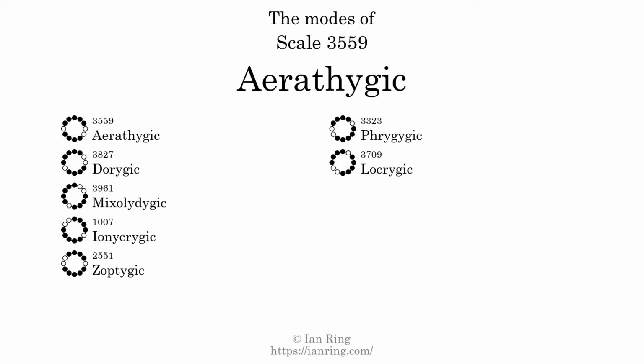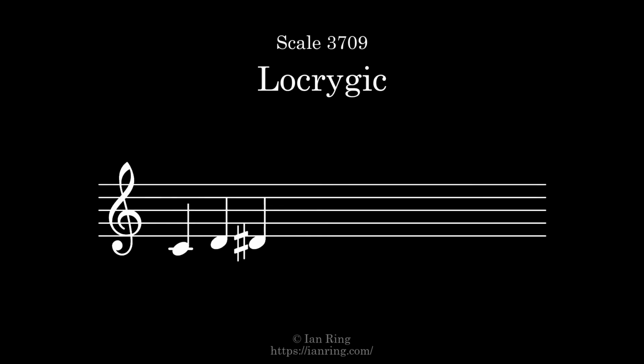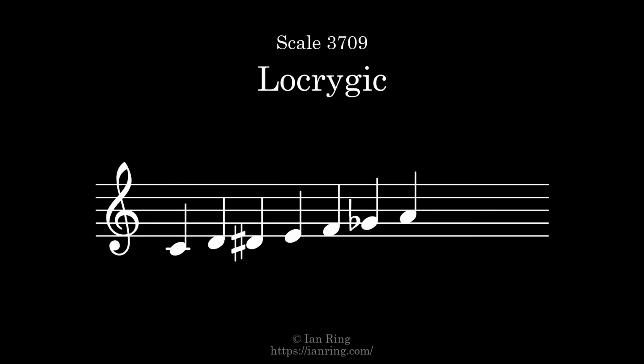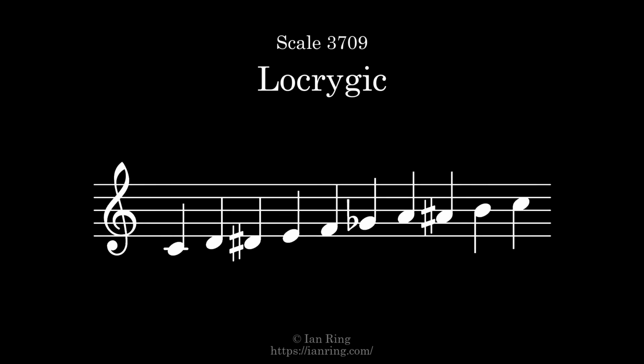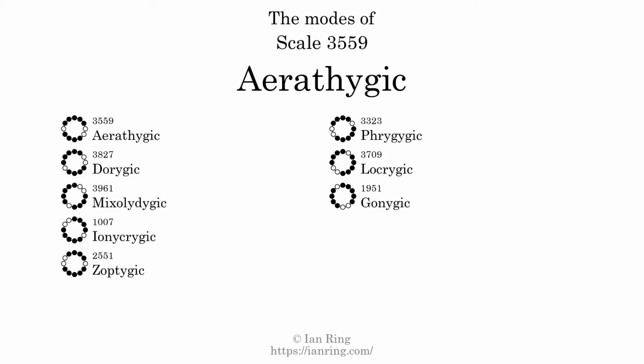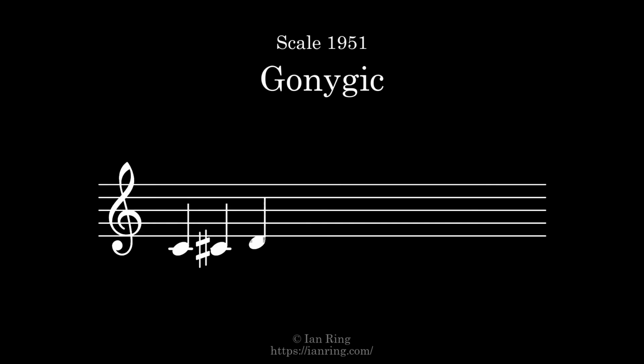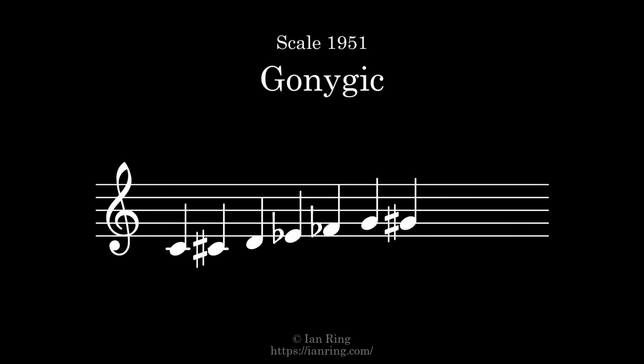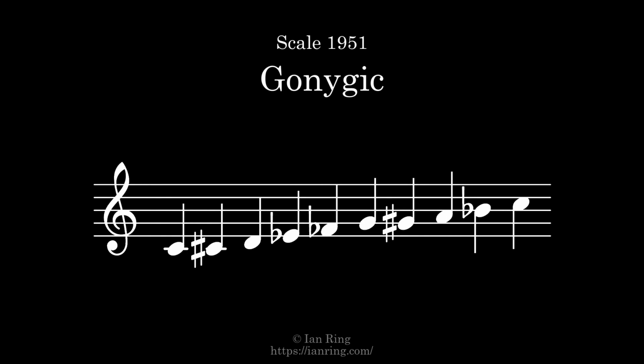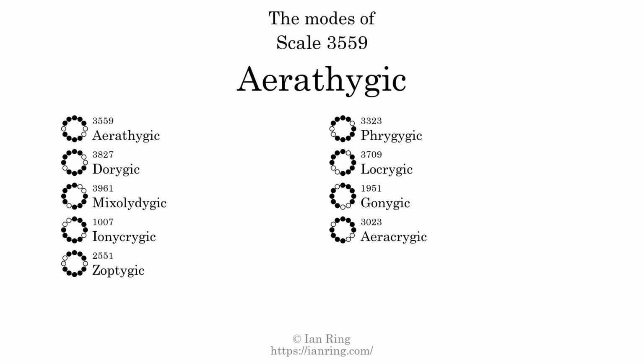The seventh mode is scale 3709, also known as Aerathygic. It sounds like this. The eighth mode is scale 1951, also known as Aerathygic. It sounds like this. The ninth and last mode is scale 3023, also known as Aerathygic. It sounds like this.